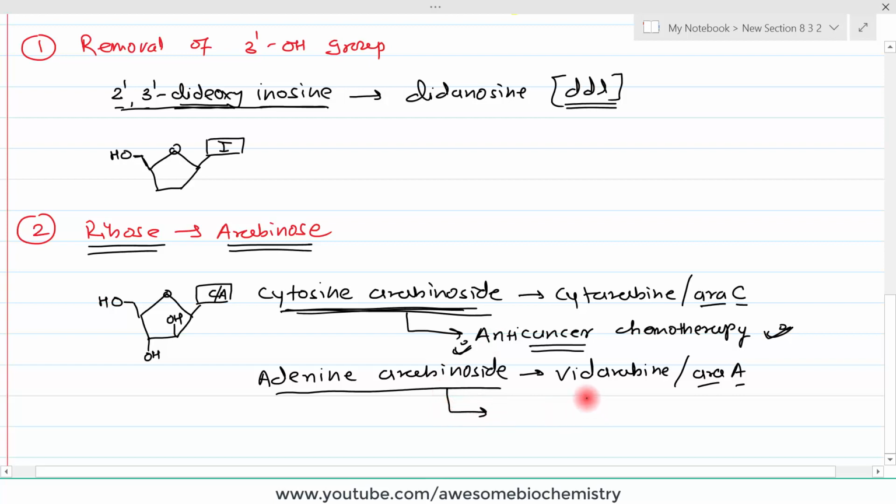This adenine arabinoside or vidarabine is used as an antiviral agent or antiviral chemotherapy. The reason for using it is that when a virus infection occurs in us, the virus starts multiplying itself, and it can destroy our cells. So to prevent multiplication of the viral genome, adenine arabinoside can inhibit DNA replication, and so it can be used to stop viral replication also. So it is used as an antiviral agent.